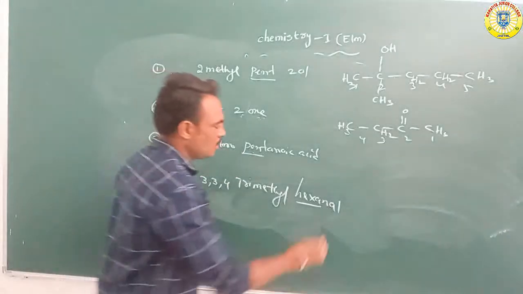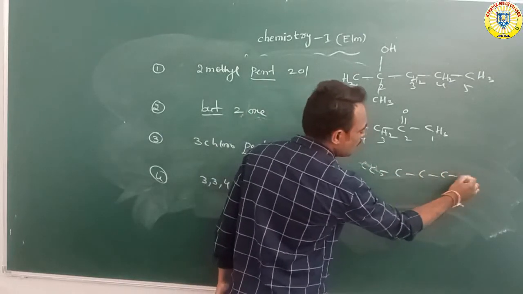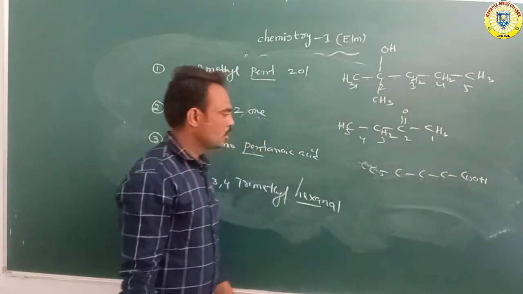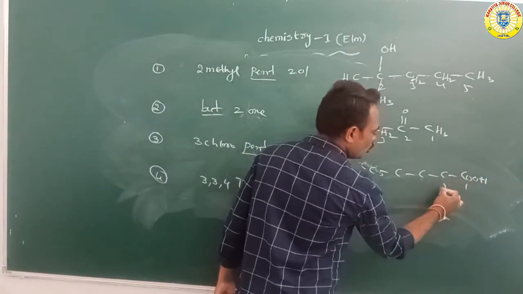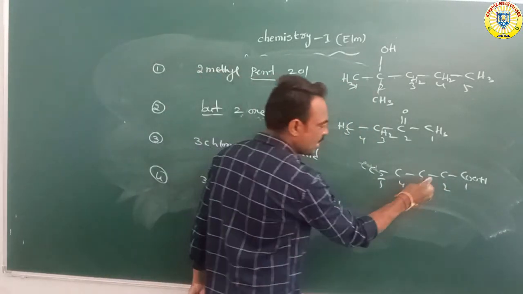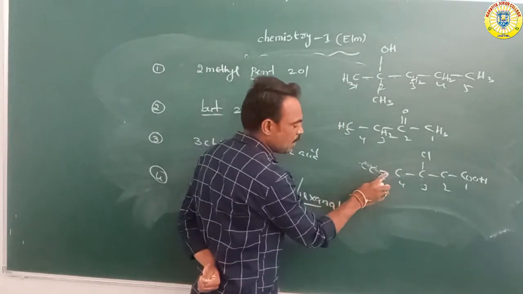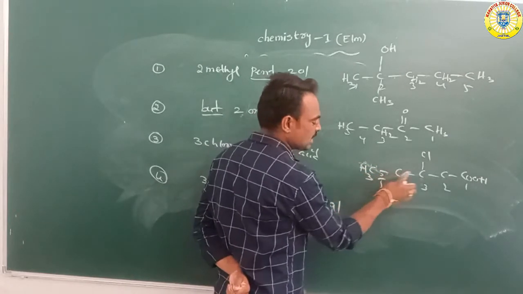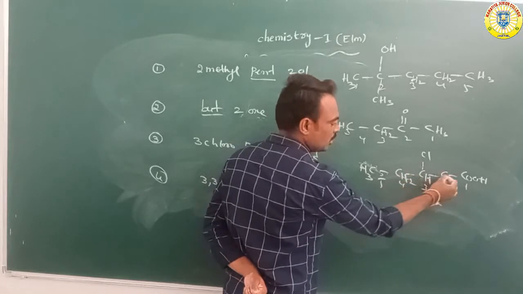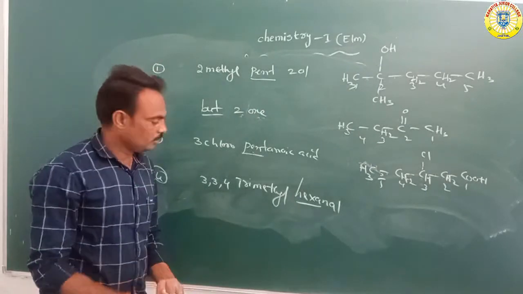Next, 3-chloropentanoic acid. So carbon bond, carbon bond, carbon bond, carbon bond, 1, 2, 3, 4, 5, COOH. So we write 1, 2, 3, 4, 5. 3-chloro, the third carbon is attached with 1 chlorine. Now we are arranging the hydrogens. Only carbon single bond, remaining H3. This carbon is attached with 2 bonds, H2. This carbon is attached with 3 bonds, only H. This carbon is attached with 2 bonds, remaining H2. Last one.